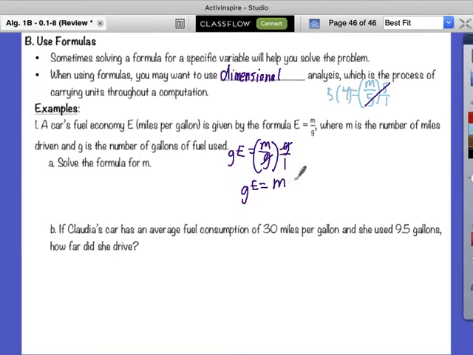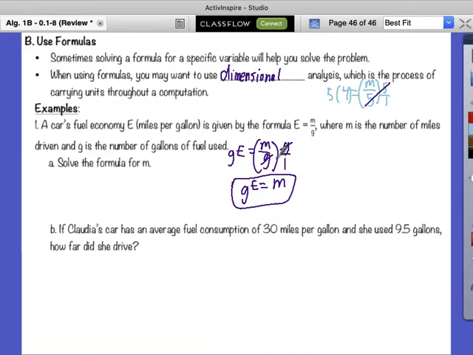Did we get M by itself? Yes. Does that make any more sense though? So we follow the same steps we would if there were numbers there, which we've learned.